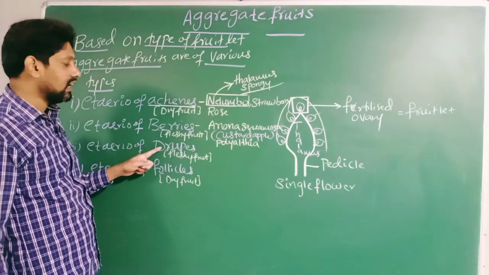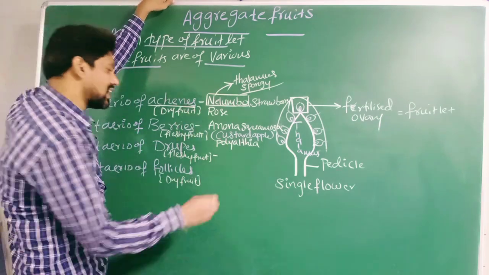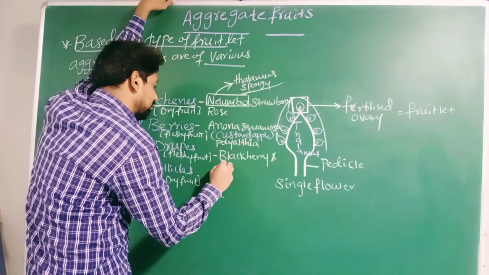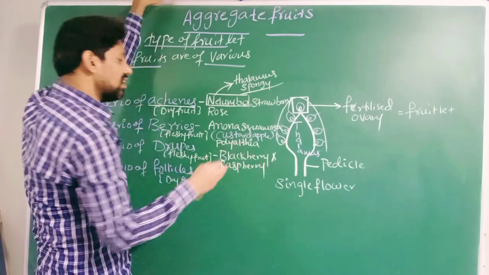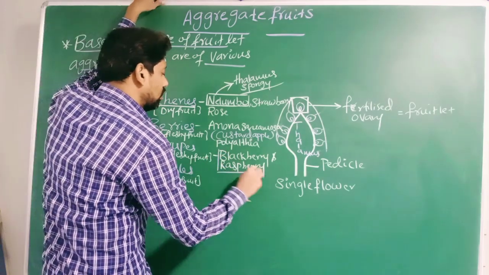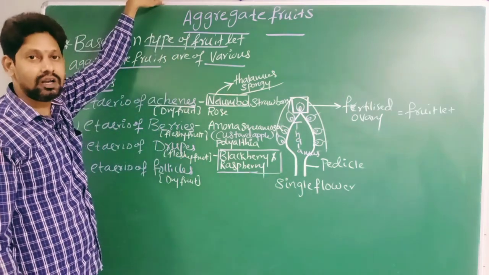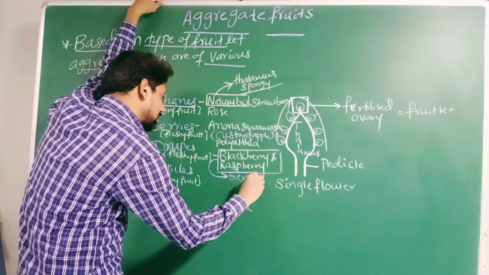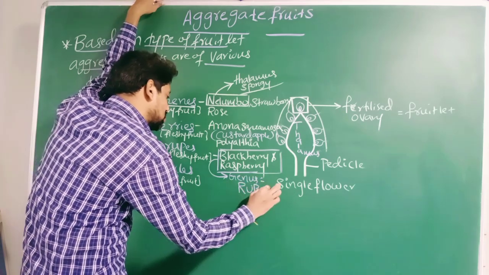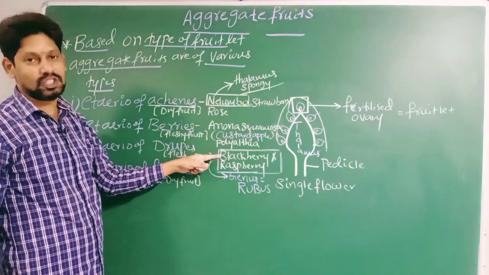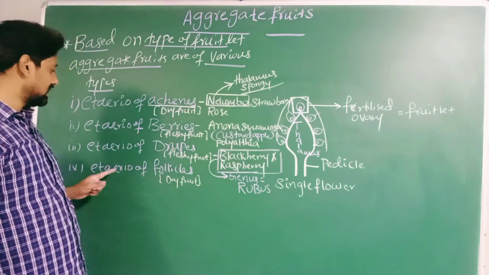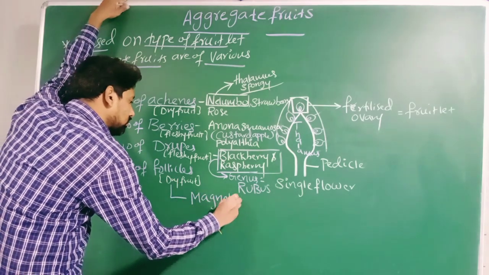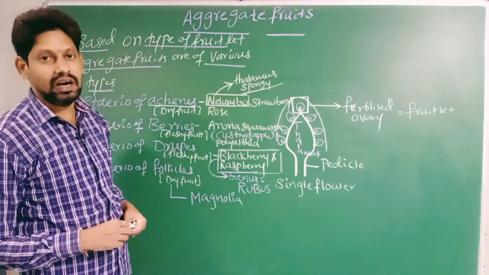Aetherio of drupes. Example is blackberry and raspberry. These two come under genus Rubus, R-U-B-U-S. Go for the last one, aetherio of follicles. Example is magnolia.